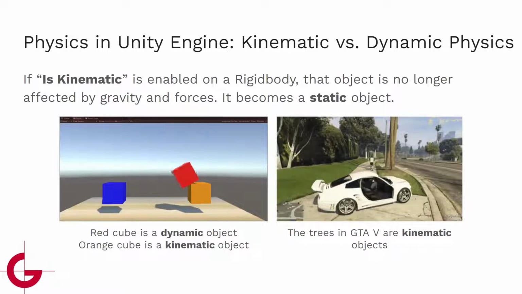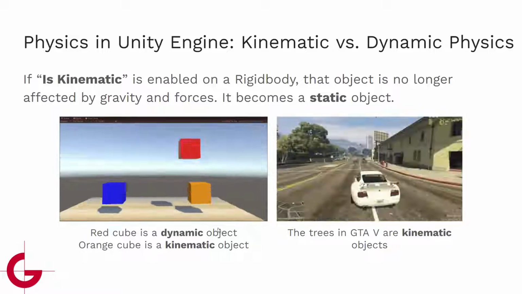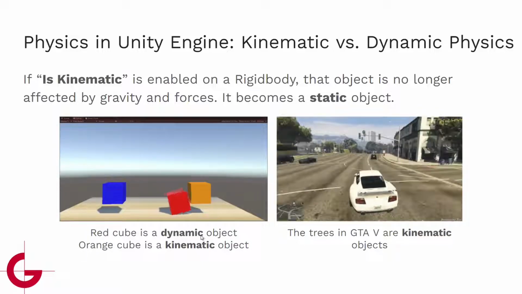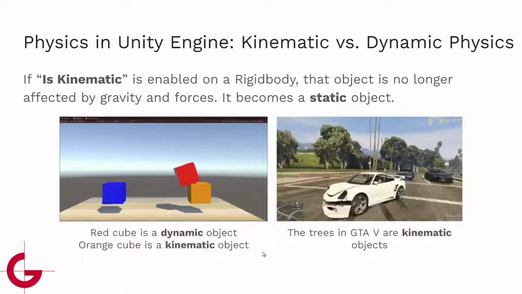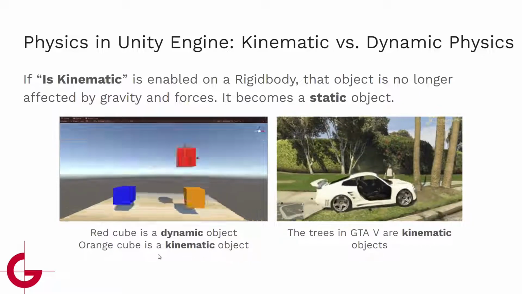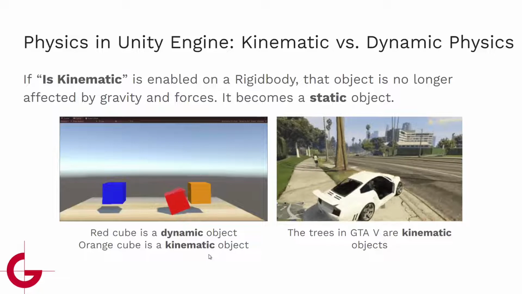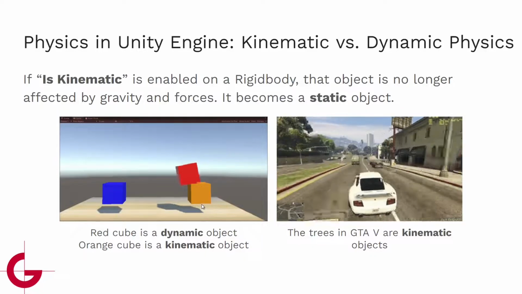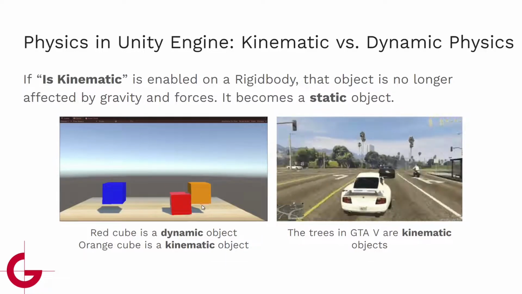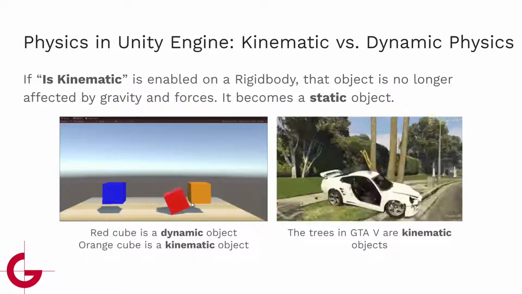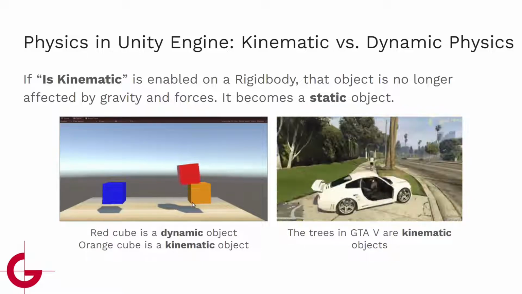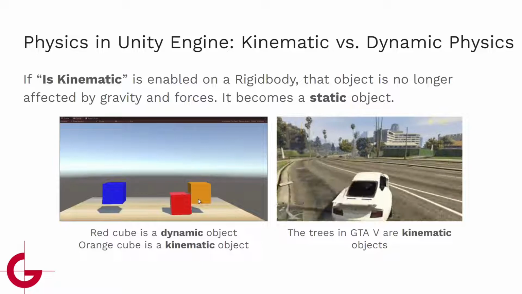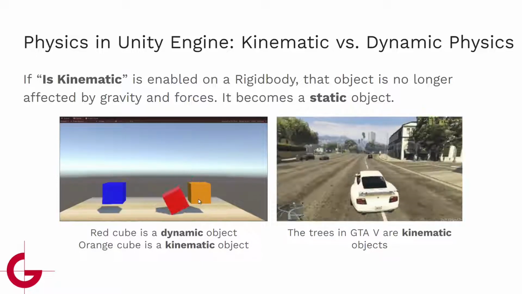As you can see in this animation here, the red cube is a dynamic object, which means that it's not a kinematic object. But the orange cube is a kinematic object. It stays still and is not affected by gravity. As you can see, it's not falling, and it's not affected by the red cube, which falls on top of it.